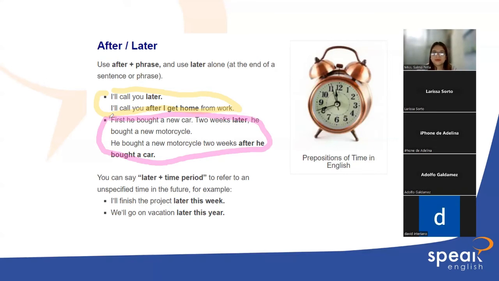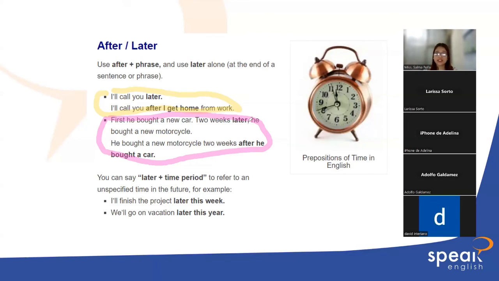First he bought a new car, 2 weeks later. He bought a new motorcycle. He bought a new motorcycle 2 weeks after they bought a car. Okay, perfect. In this situation, we don't have later specifically at the end of the sentence, but it's something important because we have a comma. You are separating both ideas or both sentences by the comma. 2 weeks later, you pause, you put the comma. He bought a new motorcycle.